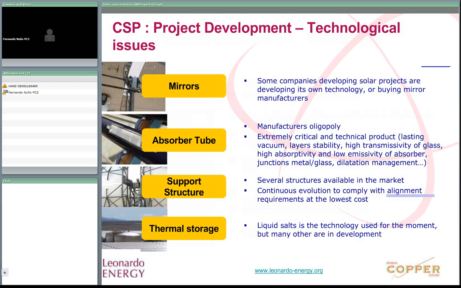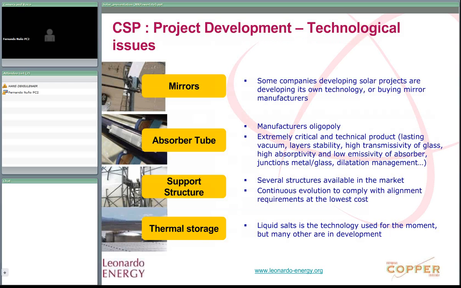Concerning project development, there are some technological issues. First, mirrors. Some companies dedicated to solar projects are developing their own technology or buying mirror manufacturers. Absorber tube: this is the most critical element. This is a very technical product, as the vacuum has to be lasting and the layers have to be stable. High transmissivity of glass, high absorptivity, and low emissivity of the absorber are needed. There are metal-glass junctions, and there is a problem with dilatations. So currently there is a manufacturer oligopoly.